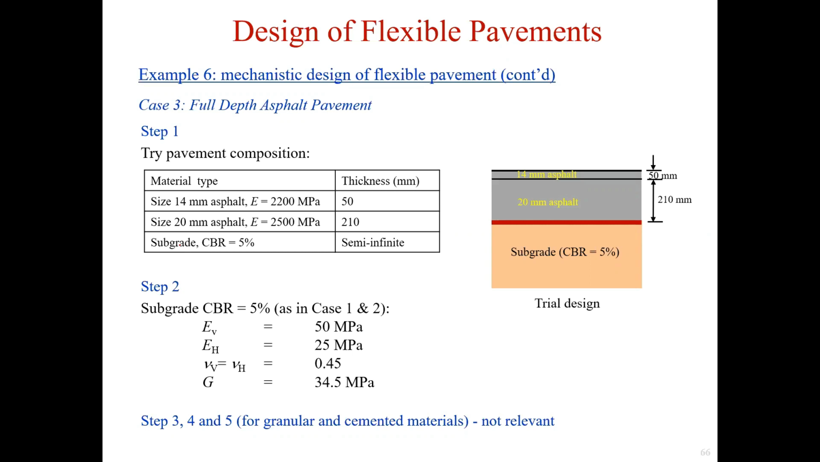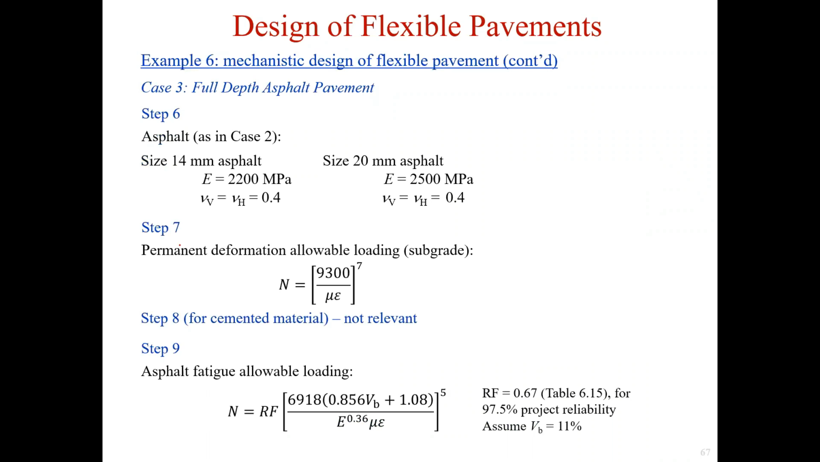And it is semi-infinite. Step 2 is for elastic property of subgrade. As we have done this a few times, I won't go into more details here. There are no granular and cemented materials, so we could omit step 3 to step 5. Step 6 is the same as that in case 2. We have the E and mu for both size 14 mm and 20 mm asphalt.